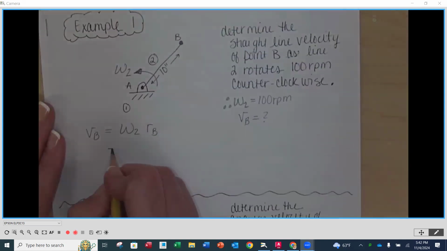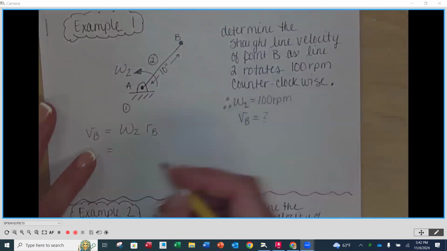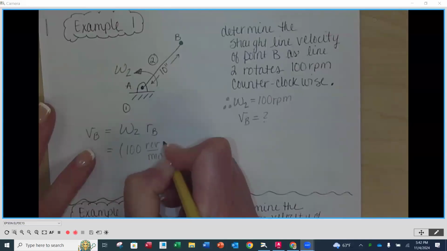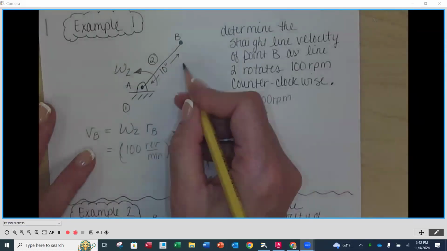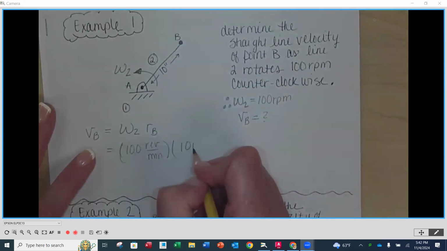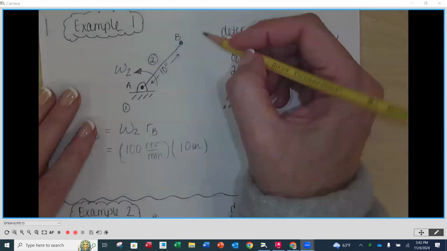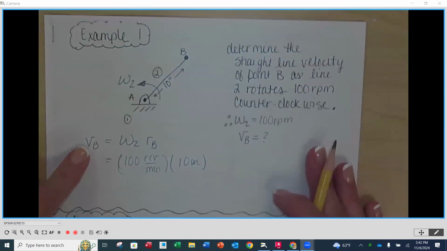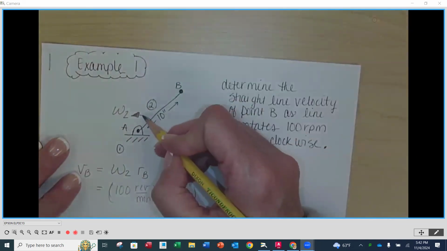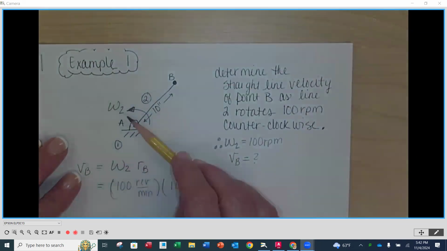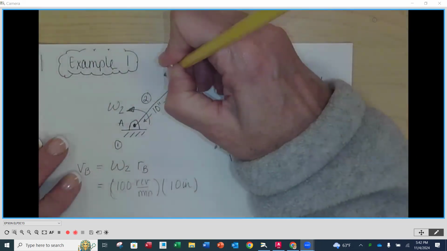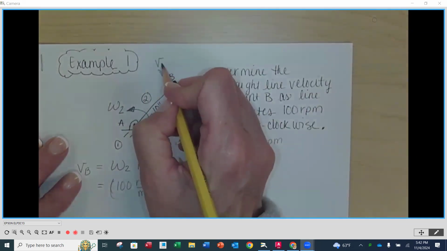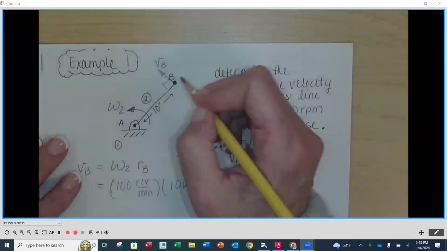If we look here, we're going to just insert our values. So W2 is 100 revolutions per minute times my radius, on the diagram here, it's 10 inches. And then I got to draw it up here too. So let's take time to draw our velocity of B. You're going to notice this is rotating in a counterclockwise direction. So remember, it's always going to point in the direction of rotation, perpendicular to its radius back to the center of rotation. So this is going to be velocity of B right there. Okay, 90 degrees.